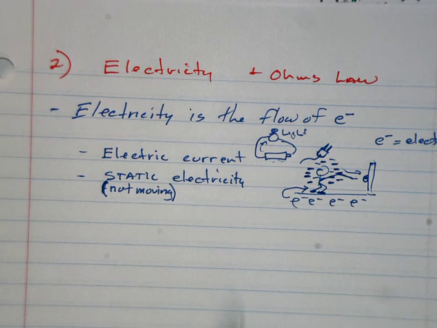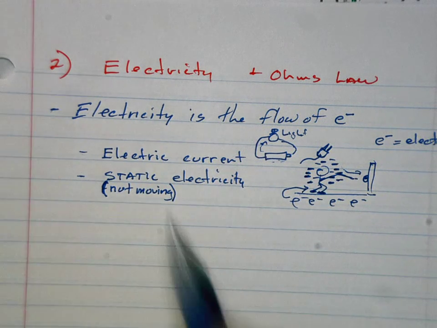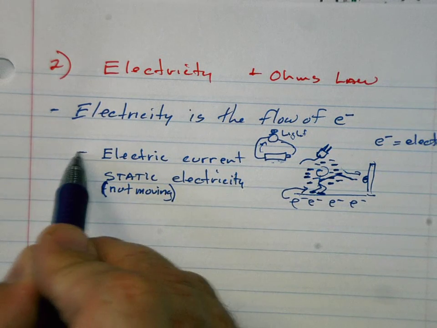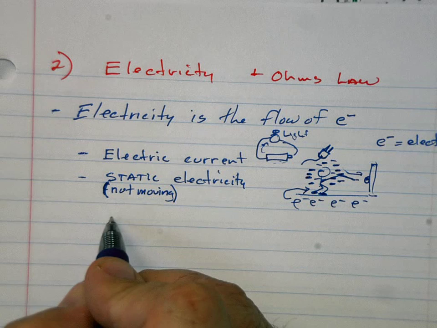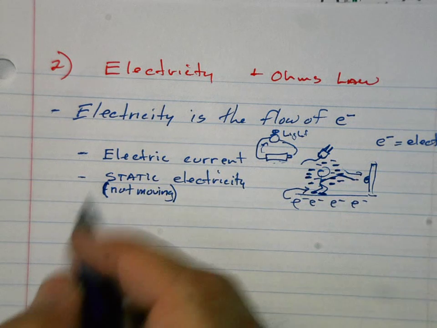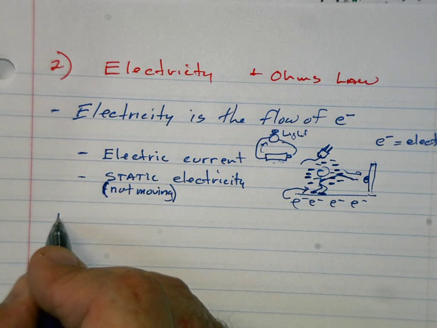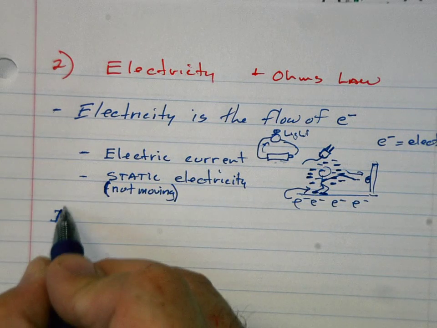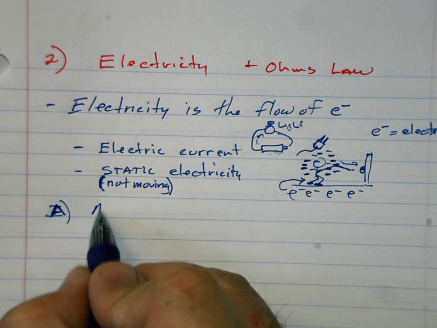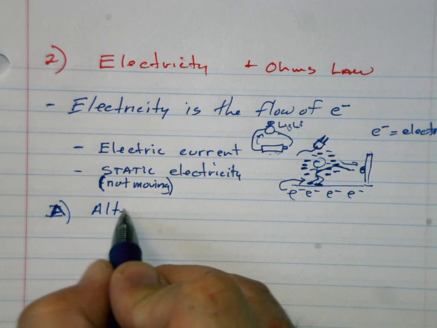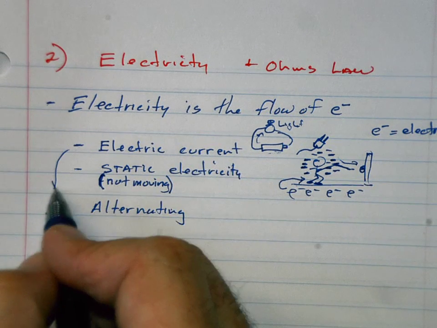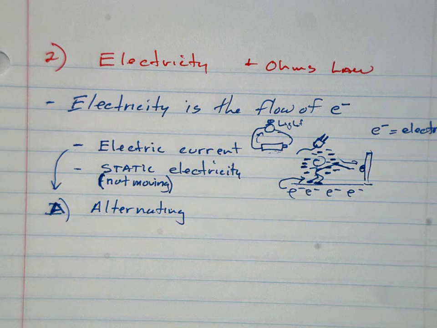And we're going to do some terms here now. Under electric current, I'm going to call this one Part A, not Roman numeral 1, but Part A. Alternating current. So under the electric current part, you get what's called alternating current.